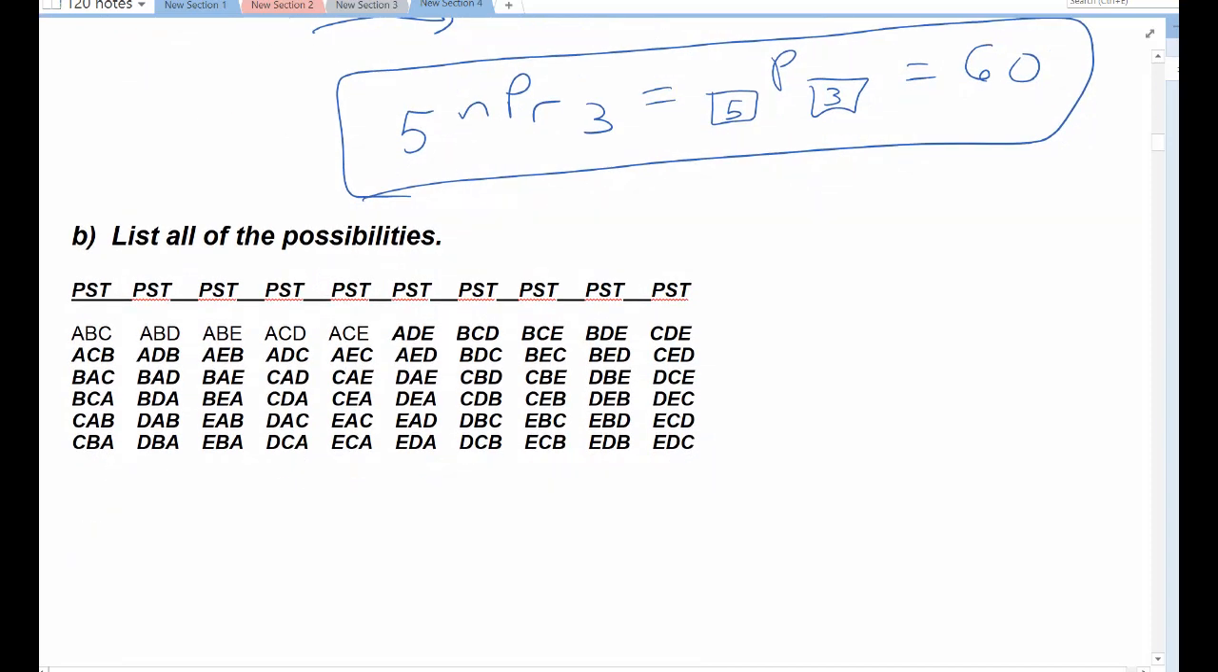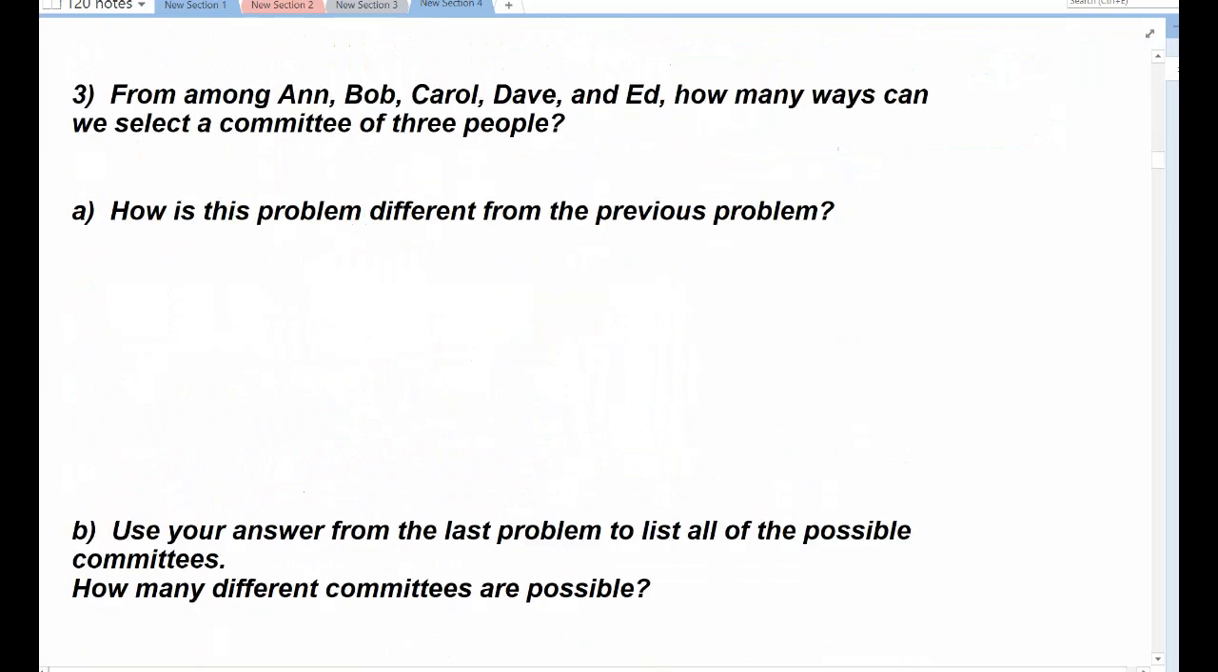I would never ask you to list all of these. I'm listing them to get us to the next part of the problem. So here are all 60 outcomes. This is actually the first 6 that came from just Ann, Bob, and Carol. Those are the first 6. Then I threw in Dave and Ed, so there's Ann, Bob, Dave, and all the different ways they can be president, secretary, treasurer, Ann, Bob, Ed, and so on. And there's my 60 different groups of 3 people if I had 5 people to choose from. What I'm going to do is use this 60 for the next part of the problem. Among Ann, Bob, Carol, Dave, and Ed, how many ways can I select a committee of 3 people?